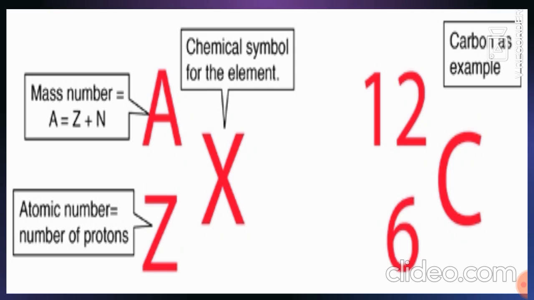So here you can see the example for carbon. The element symbol is written in the middle, and at the top the mass number is written, that is 12 for the carbon atom, and its atomic number is written at the bottom. It is 6 for the carbon atom. Similarly, we can write for chlorine, as it has the mass number of 35 and the atomic number is 17.